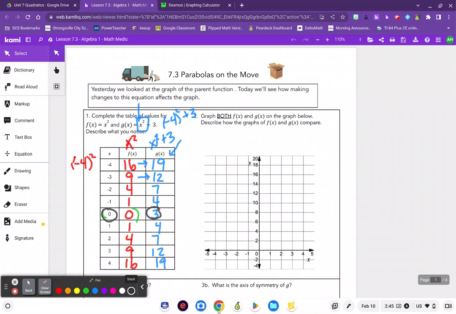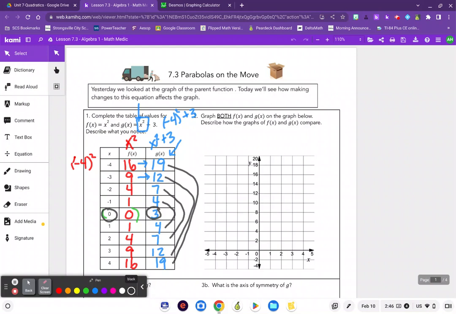Notice how I'm skipping that middle column. I know that 0, 3 is the vertex for my g function because I start to get these repeating y values on either side of that y value of 3. The vertex is the only y coordinate that does not repeat in this pattern for quadratic functions.